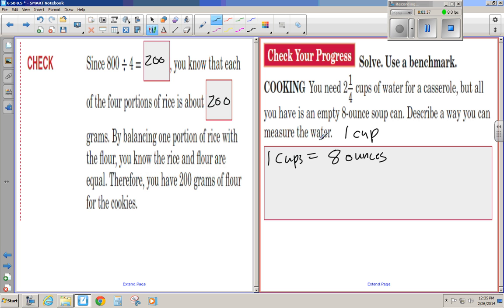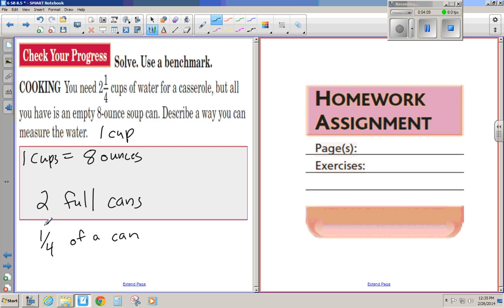So to describe a way you can measure the water, well, we would do 2 full cans. All right, that would give me the 2 part. And then we would estimate a quarter of a can. Okay, and that would give me the 2 full cans and a 1/4 of a can to give me the 2 1/4 cups of water. Okay, so that was pretty quick.